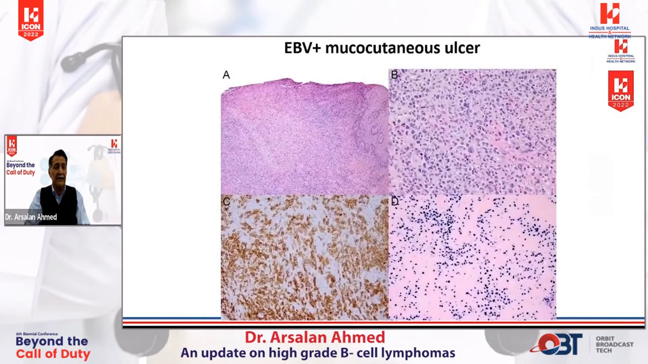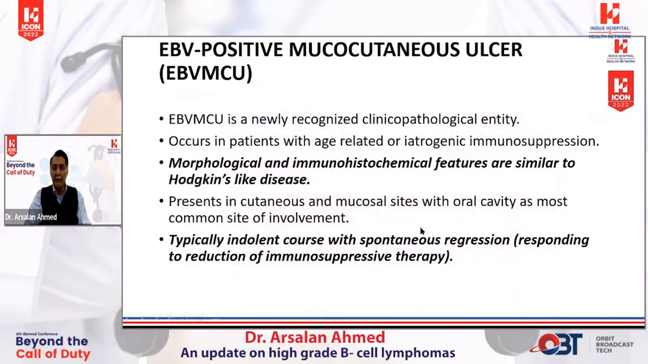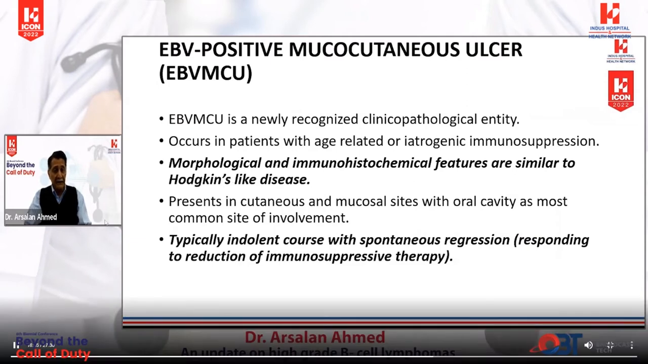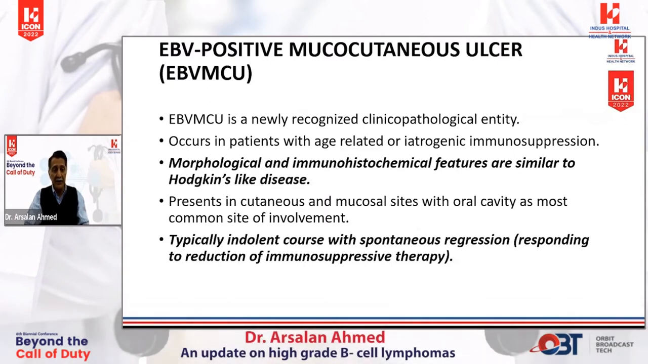Another entity which comes in is the EBV positive mucocutaneous ulcer, where there is a lot of ulceration underneath. You see cells in scattered clusters, they can be sheets and aggregates, and they are CD30 positive. As you can see, these are EBER positive. EBV positive mucocutaneous ulcer is a newly recognized clinicopathological entity that occurs in patients with age-related or iatrogenic immunosuppression. The immunohistochemical features are very similar to Hodgkin-like disease. Very important, it has a typically indolent course with spontaneous regression, responding to reduction of immunosuppressive therapy.